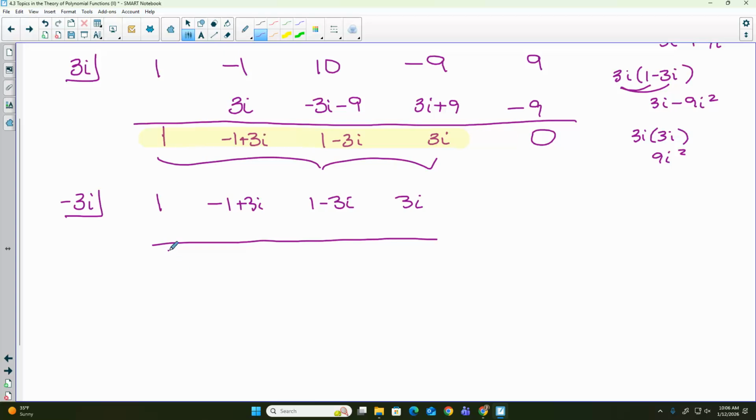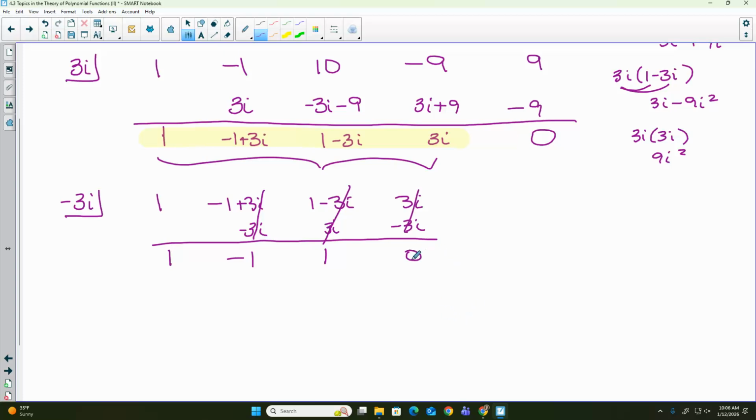Okay, so 1 comes down. 1 times -3i is -3i. i's cancel and we get -1. -1 times -3i is positive 3i. 3i's cancel and I get 1. 1 times -3i is -3i. It cancels and gives me 0.